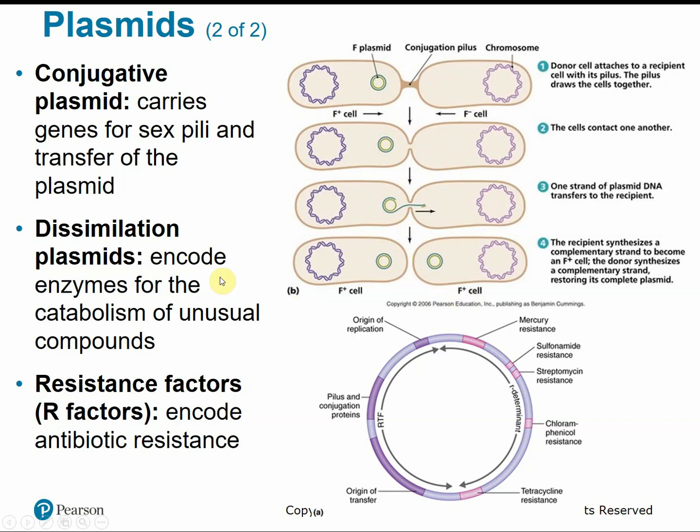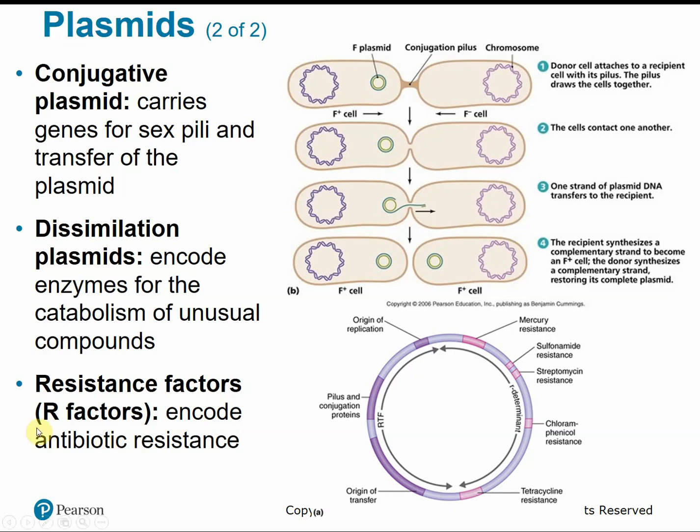Dissimilation plasmids encode for enzymes for the catabolism, or breakdown, of unusual compounds. So this can allow cells to use exotic carbon and energy sources like petroleum for survival. So this would be helpful in things like oil spills, if we can use a bioremedial approach to have microbes organically break down those oils. So many of these are currently being investigated for possible use in cleanup of environmental waste.